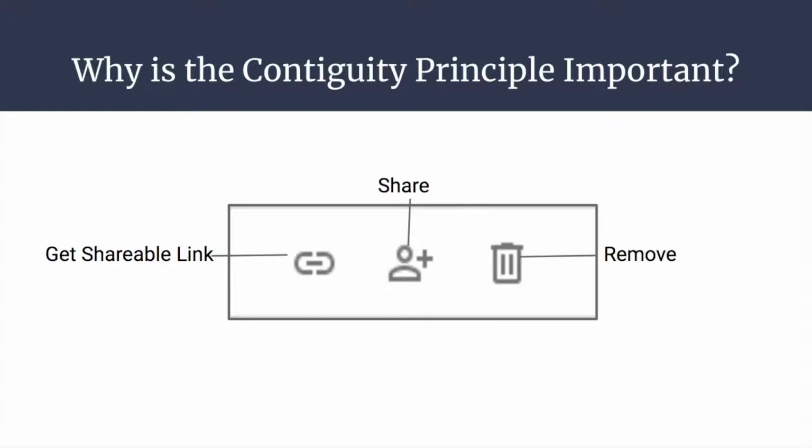The text is then placed near the corresponding graphic. So the Get Shareable link is right next to that link, and there's a line right there. Same with share and remove. The learner's eyes stay with the graphic because the text is in the general area, and they don't have to split their attention to learn what each of those graphics are. This allows the learner to make a connection between the word and the graphic, start making associations, which will help with retention and memory.